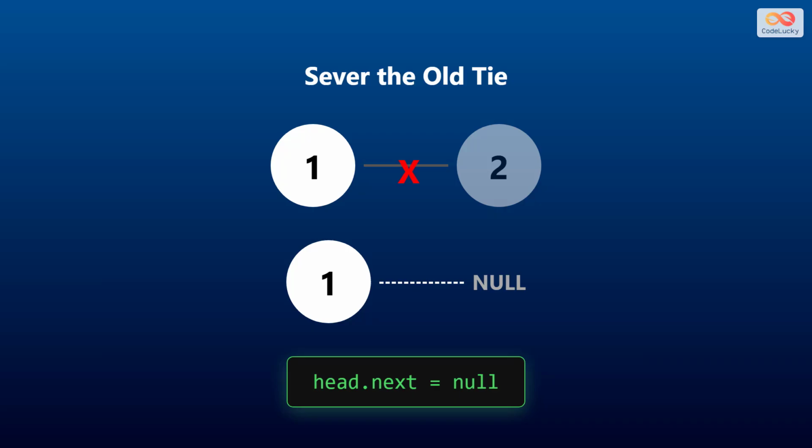Finally, we must ensure our current node doesn't point forward anymore, or we'll have a cycle. We set the current node's next pointer to null. This is crucial for the very first node, which becomes the tail.